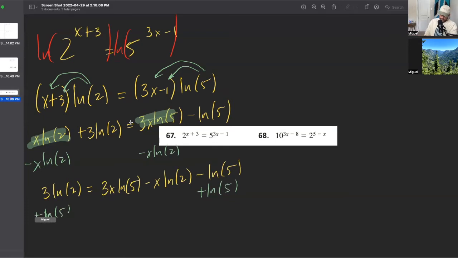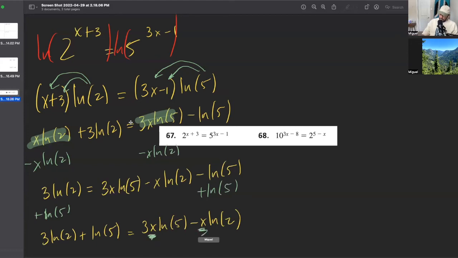And so I have 3 natural log of 2 plus natural log of 5 equals 3x natural log of 5 minus x natural log of 2. So just to make this easy on us, let's go ahead and factor out the x on the right side, the x that they both have in common. This is how that's going to look: I'm going to have 3 natural log of 2 plus natural log of 5 equals x on the outside, 3 natural log of 5 minus natural log of 2.